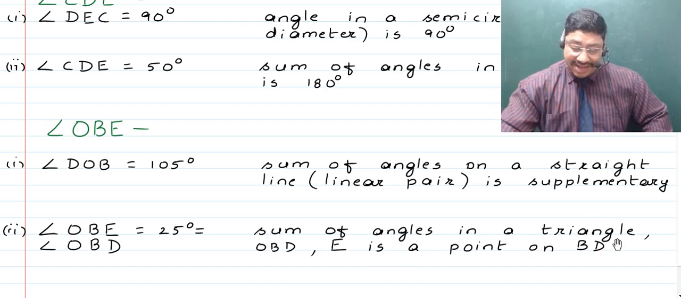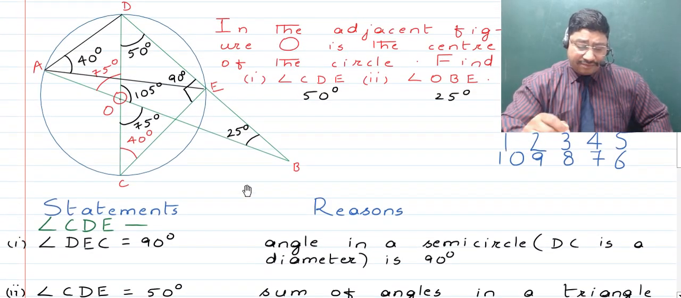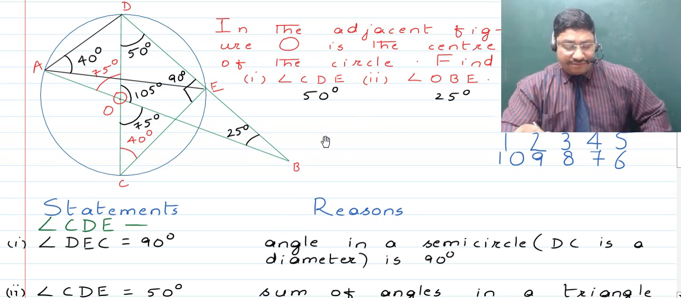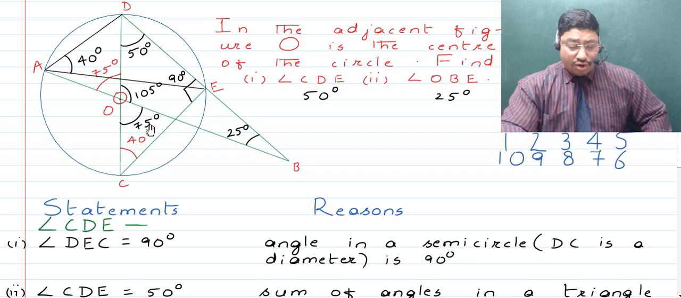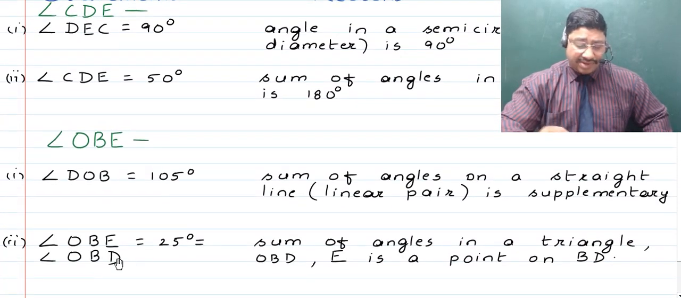Sum of angles in a triangle, just name the triangle also. And E is a point on BD, right? Which you write to show that if you talked about OBE, it's going to be the same as OBD, because BD is actually the same straight line, right? So if you talk about angle OBE or if you talk about angle OBD, it is one and the same, and that too has been registered here.